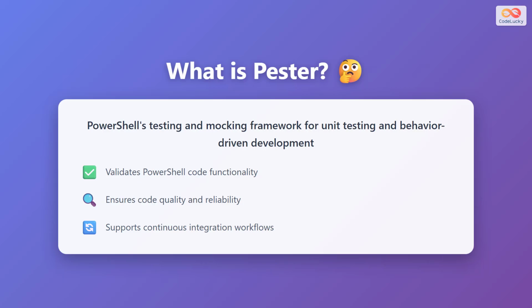Before diving into the structure, let's quickly understand what Pester is. Pester is PowerShell's official testing and mocking framework designed for unit testing and behavior-driven development. It validates that your PowerShell code works as expected by running tests against your functions and scripts. Pester ensures code quality and reliability by catching bugs early in the development process. Additionally, it integrates seamlessly with continuous integration workflows, making it essential for modern PowerShell development practices.